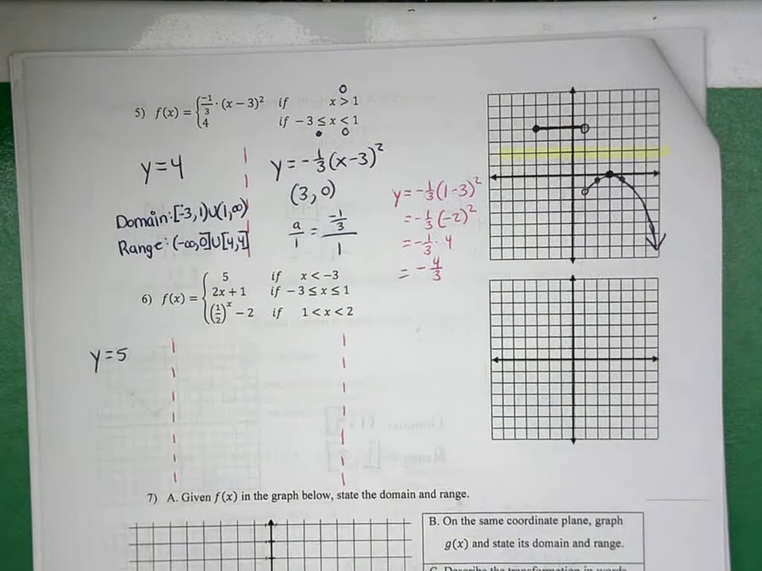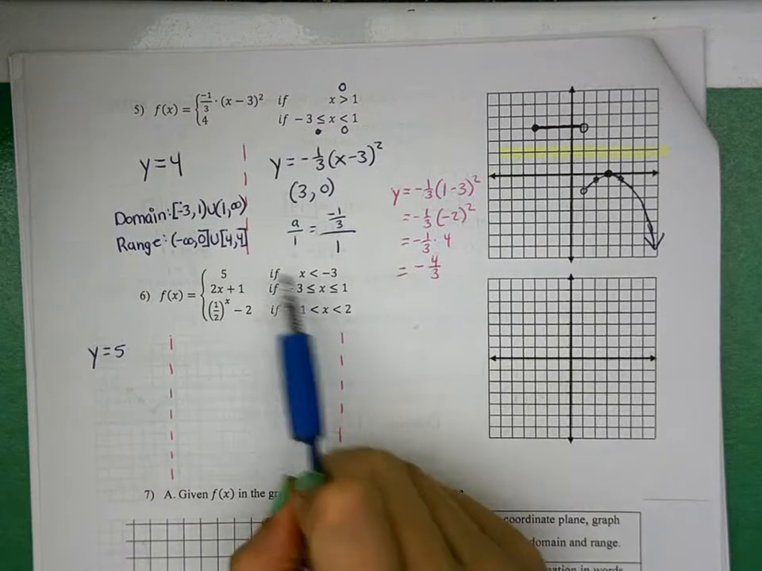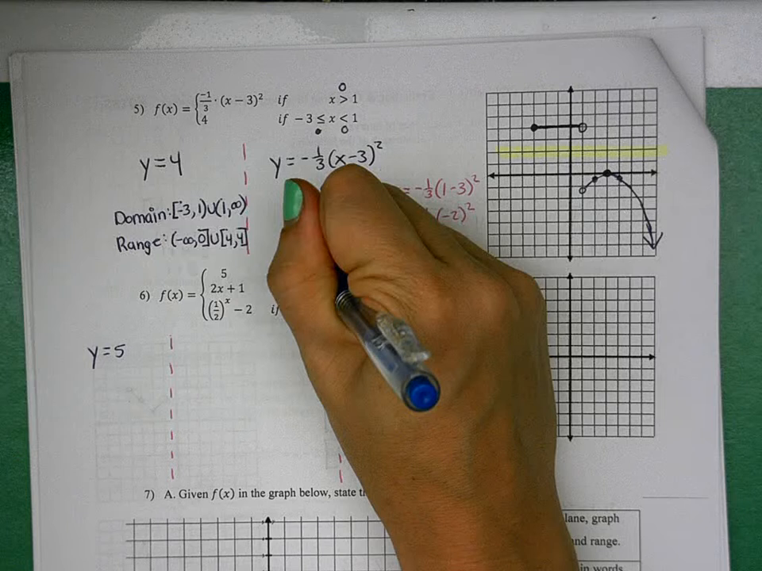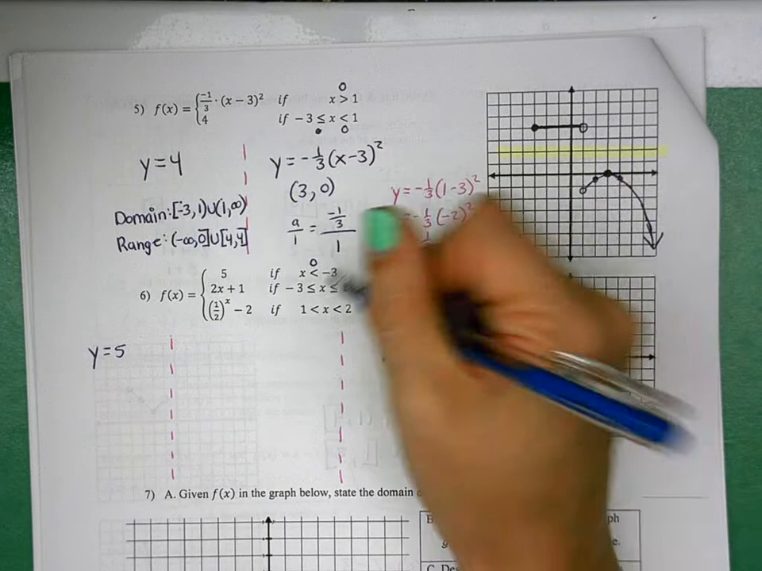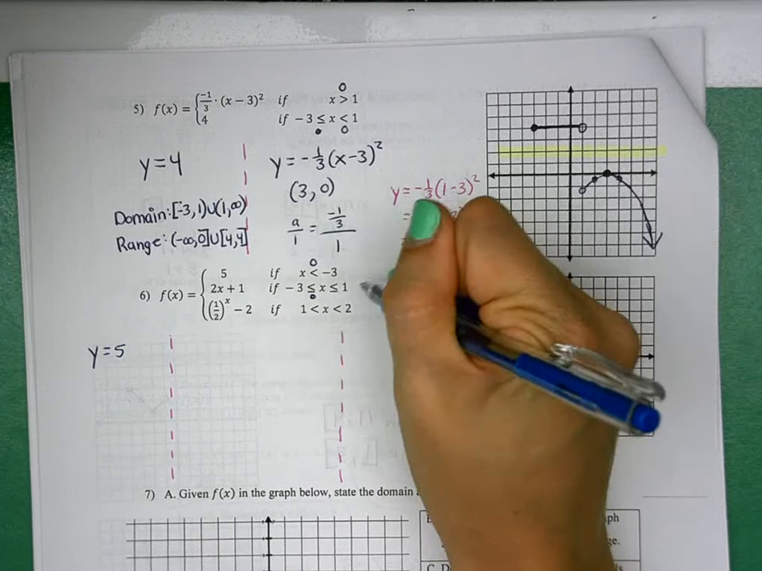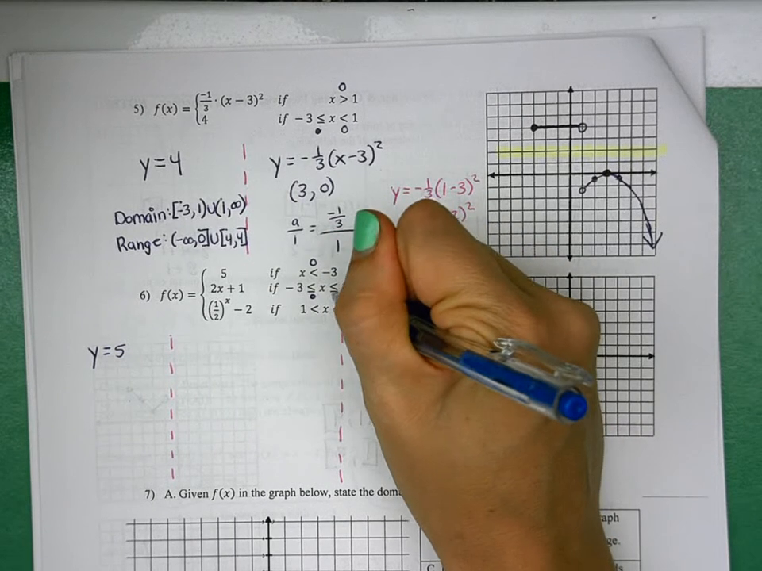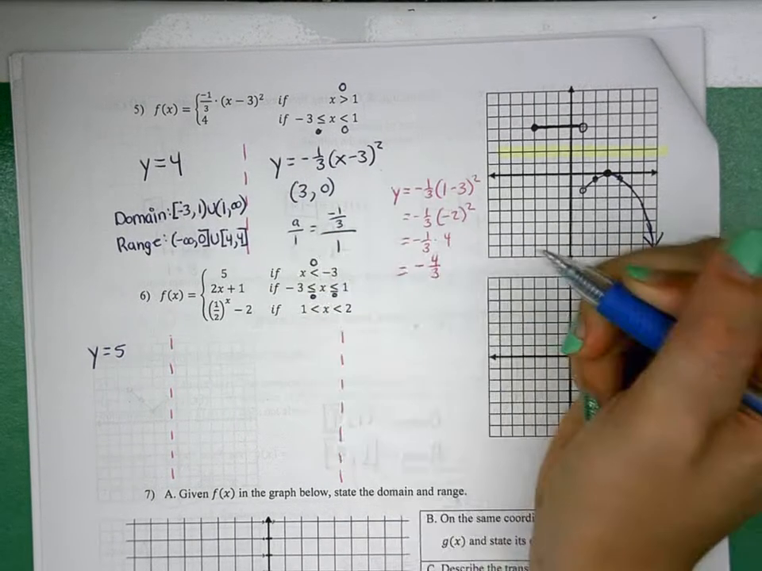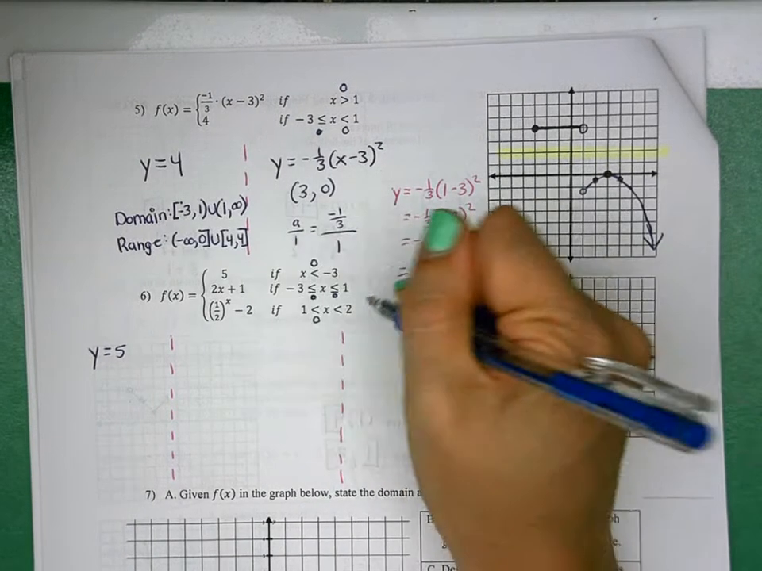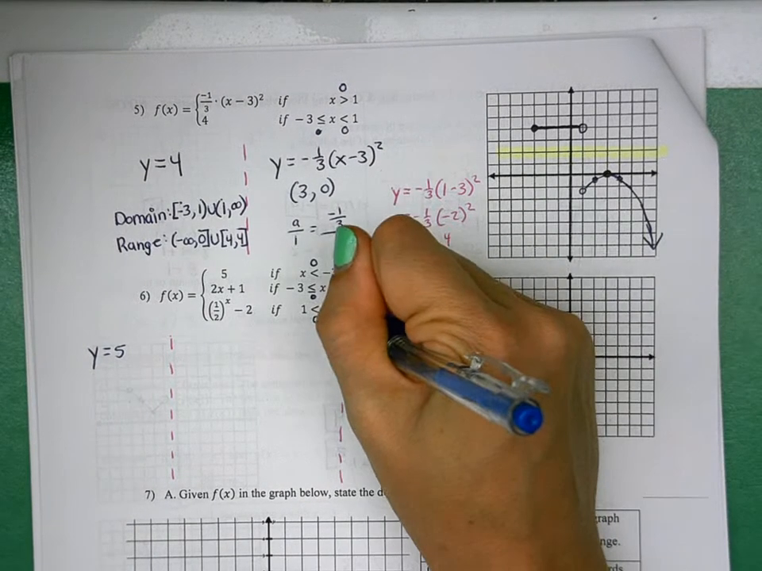Looking at my restricted domains, I see that this one is just going to be for values less than negative 3, meaning that's a hole. For my linear, I have less than or equal to, so that's going to be a point. And then less than or equal to, that's going to be a point. And for my exponential, we have just less than, no equal to, so that's a hole. And just less than, no equal to, so that's a hole.